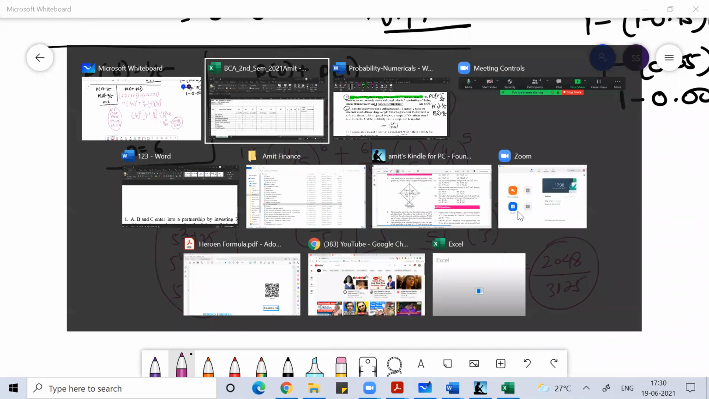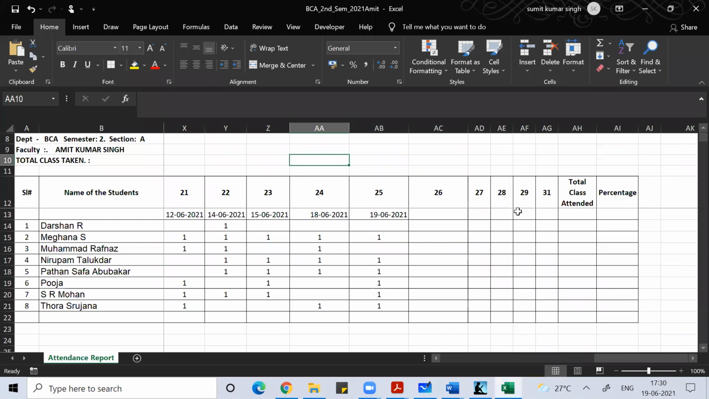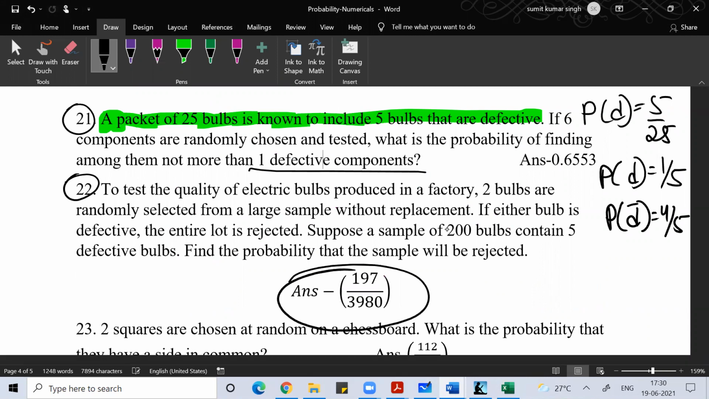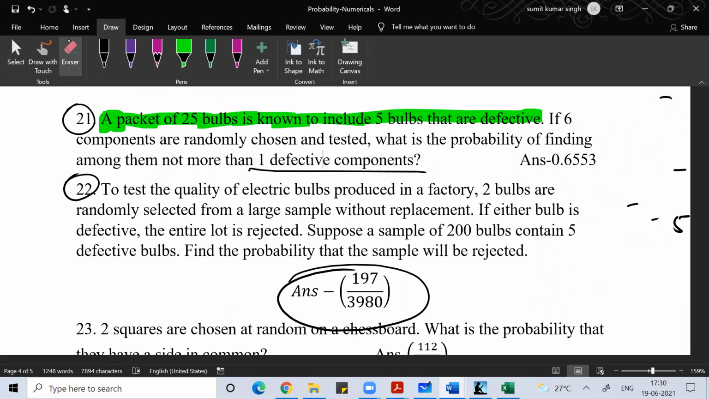So this question, you can keep as an assignment. This problem, question number 22, you can try by yourself. The answer is already given here. Let me know if you have any doubt. Post your doubt in the comment option. In case of doubt, if required, we'll solve this question in the next class.